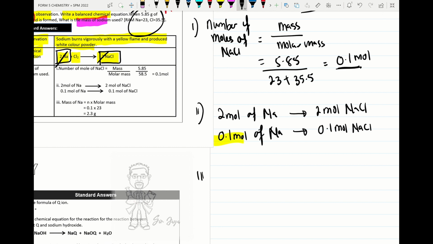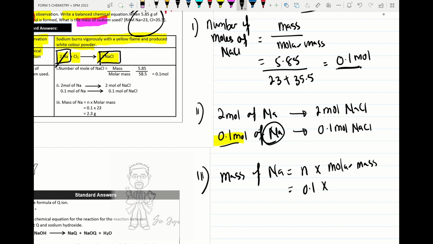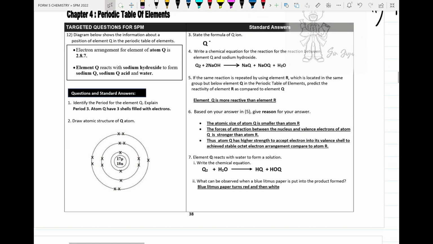Alright, so next step, we try to find the mass of sodium. How to find the mass of sodium? We take the number of moles and multiply by the molar mass. The number of moles is 0.1, the molar mass of sodium is 23. So the answer is 2.3 grams. So please practice and do more questions. All right, so we move on to the next question.